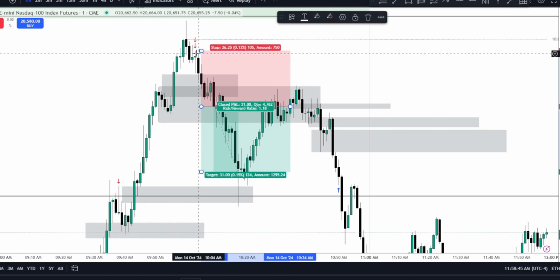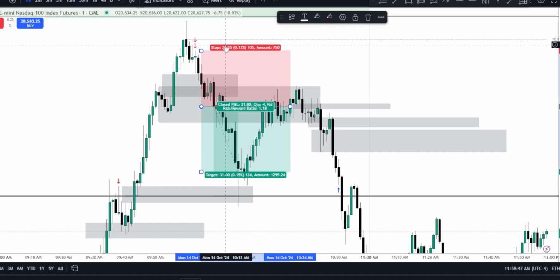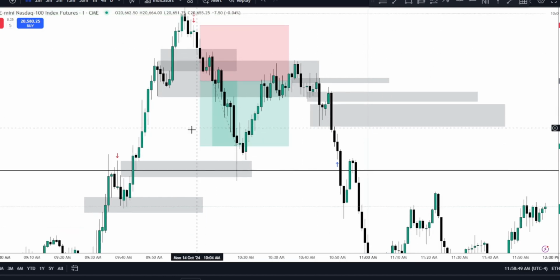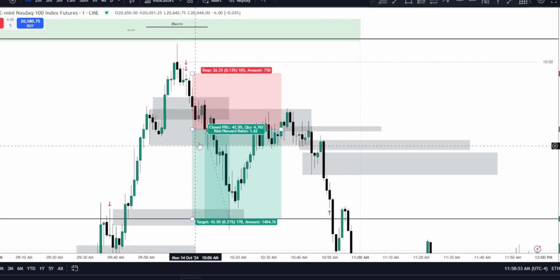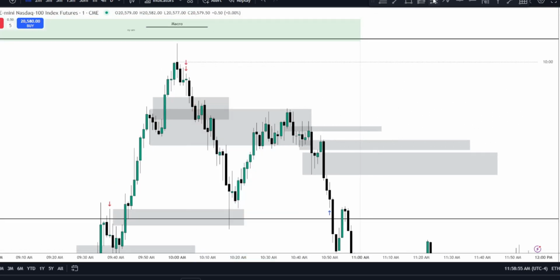So even where I entered would have been, okay, that's 26 points, 100 ticks. If you risk manage that right, you could have had a good play. Right? But I'm going to go off where I entered. So we entered right off of this candle.